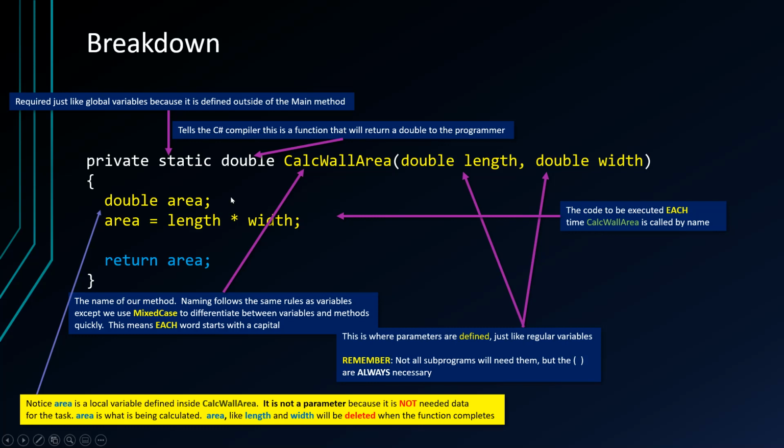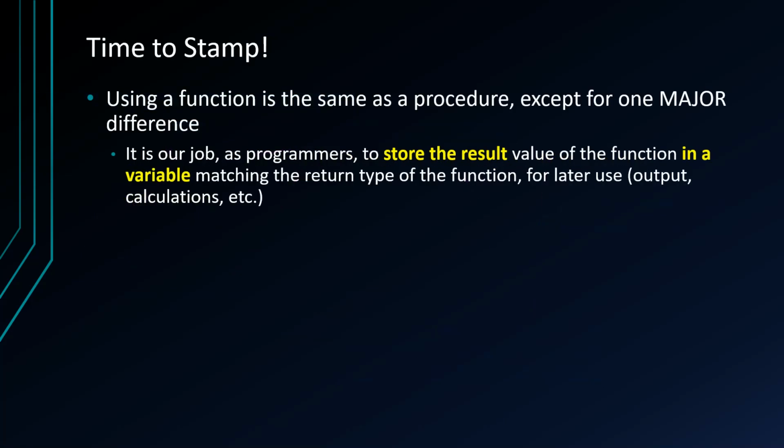All right. So now that we know what all these things are, how do we actually use it? We still define them in the same place as we define procedures. They still go below the main method. So how do we actually use it? Well, we use it the exact same way we did a procedure. We just call it by its name.